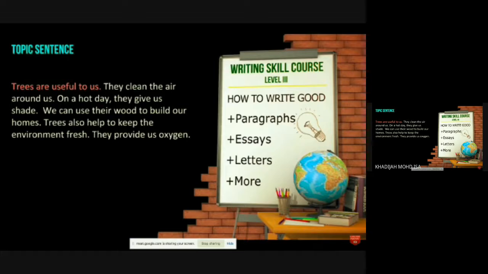Now look at the other sentences in the paragraph. Do they support the topic sentence? Do they tell us how the trees are useful to us? Yes, indeed. They support the topic sentence. Trees are useful to us. So, this is a good paragraph indeed. It has a topic sentence, and the rest of the sentences in the paragraph support the topic sentence.